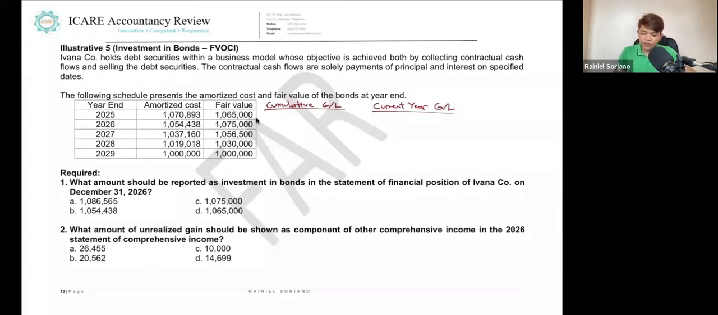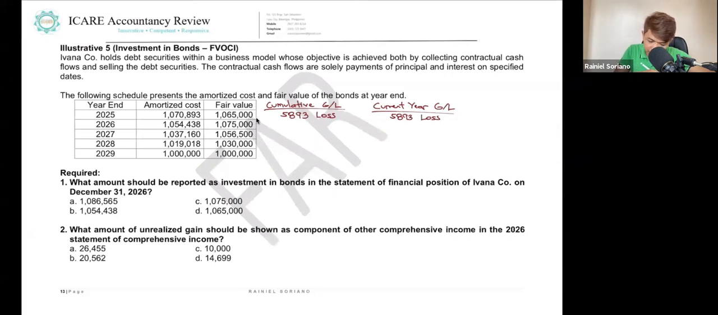For the year 2025, fair value is 1,065,000 minus the amortized cost of 1,893,000. Obviously, bumaba. Kapag mas mababa ang fair value, meron tayong loss. So dito, meron tayong 5,893 cumulative loss. 2025 muna pala. Wala pang last year, so 5,893 loss din to. Ngayon, punta tayo sa 2026.